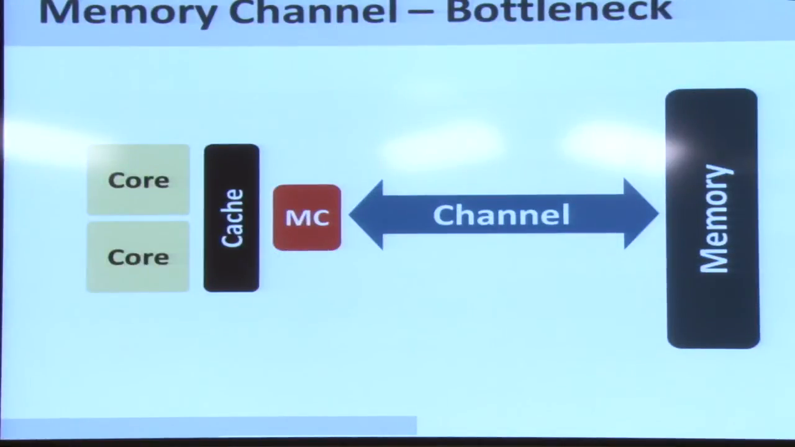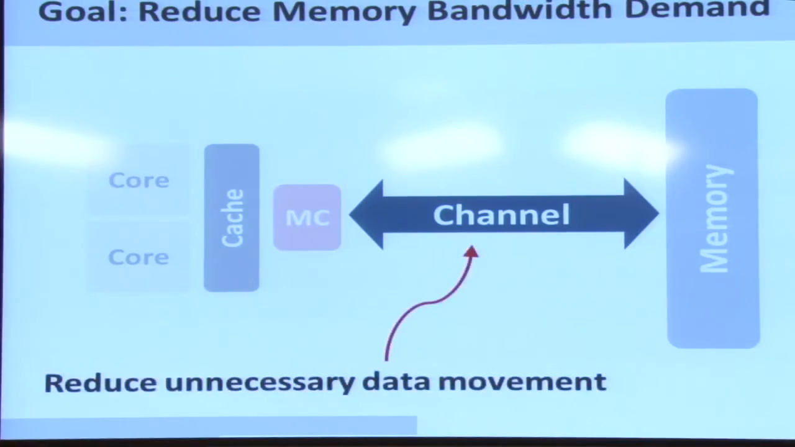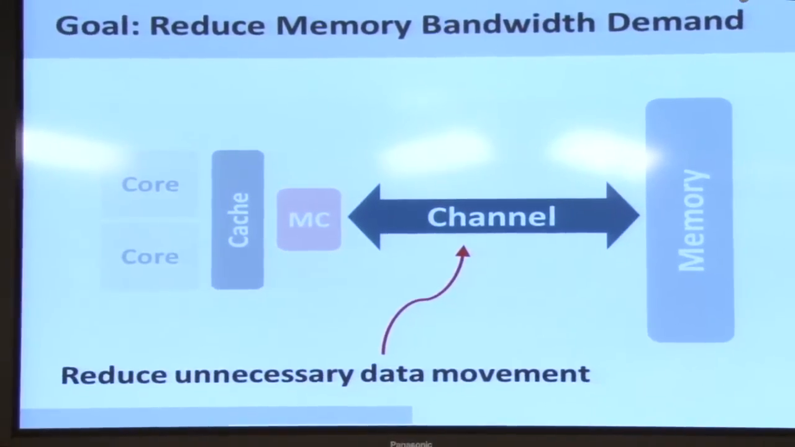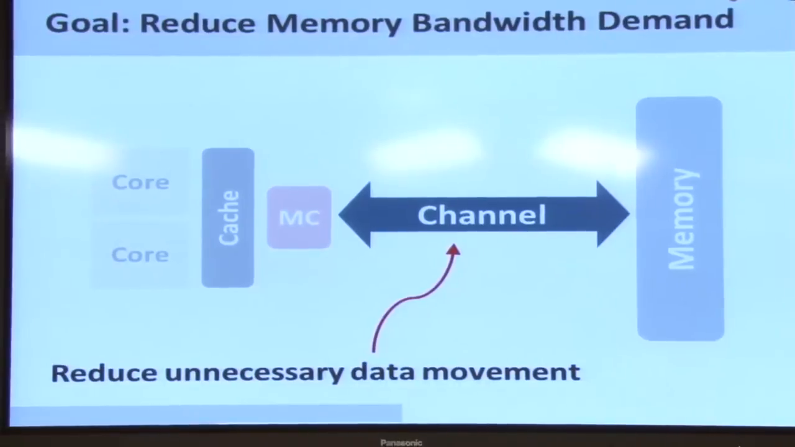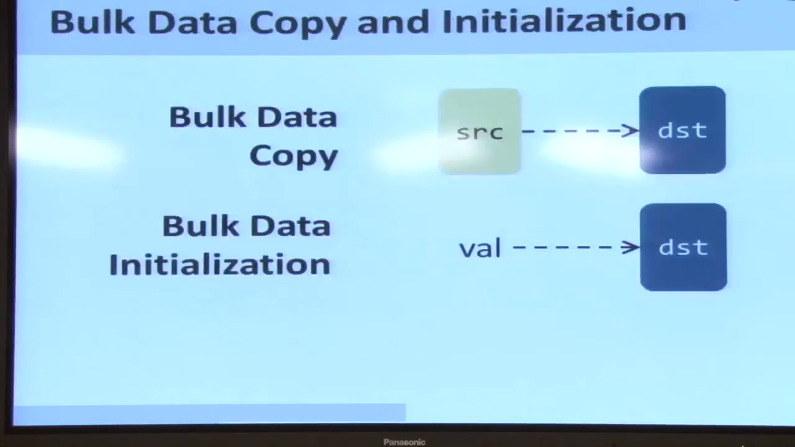Okay, I'm going to skip this because this is our goal. Our goal is to reduce unnecessary data movement on the memory channel that's connecting the processor and main memory. And what we mean by unnecessary data movement will be clear in a minute. We are looking at two operations, bulk data copy and bulk initialization.